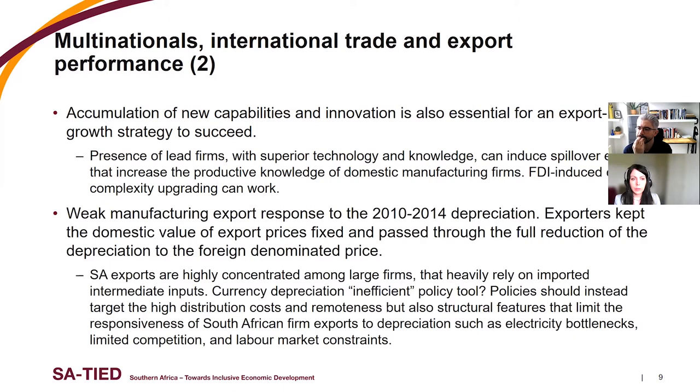Opening up for FDI in the right way may be very beneficial in the South African case. And finally, weak manufacturing export response. We saw a weak manufacturing export response to the 2010 and 2014 depreciation. Basically, summarizing what is on the slide, the depreciation tool in terms of exchange rate policy is not very effective in the South African case. That is something we can discuss further in a minute. Okay, thank you.